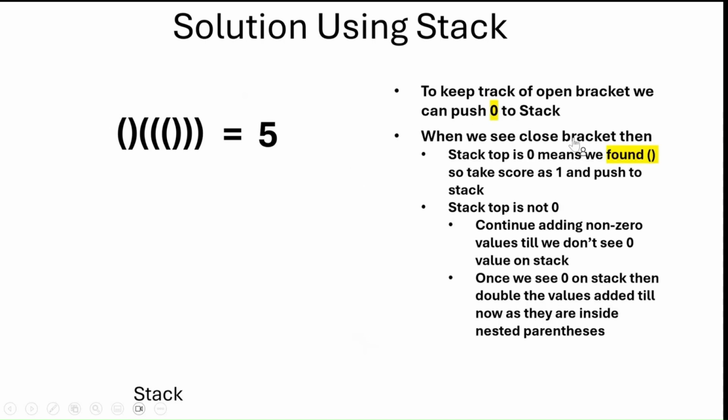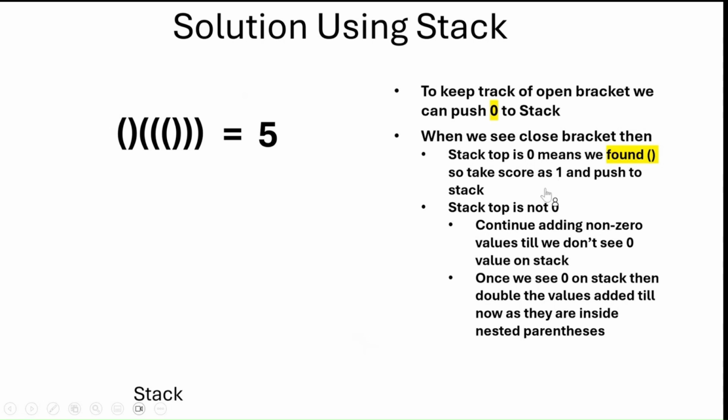Now when we see the close bracket, and we see the stack top is 0, it means that the previous character was an open bracket. So we found the empty parenthesis as we saw in the previous slide. So we just take the score 1 and push that to the stack.